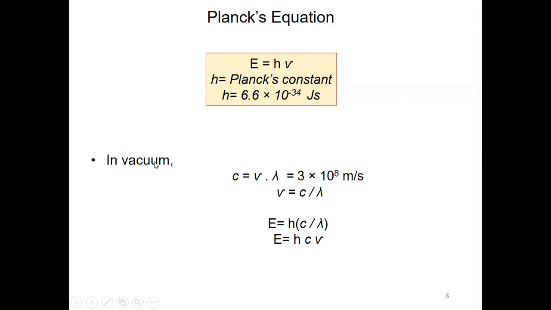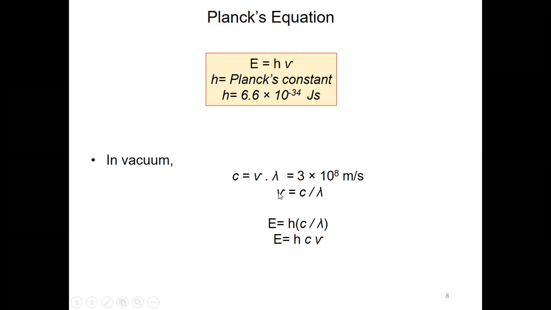Normally, if it is a vacuum, it is 3.00 times 10 to the power 8. This is the value we will use in most cases, most of the time, if it is not specifically measured. So the c we can consider as a constant if it is not specifically mentioned, right?